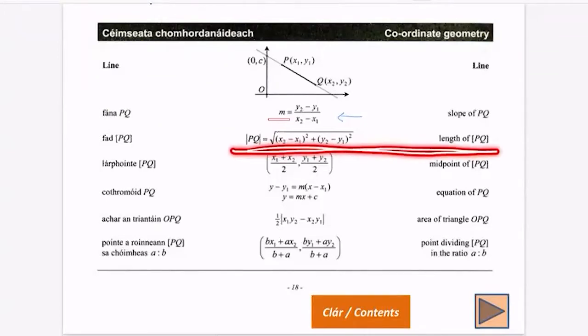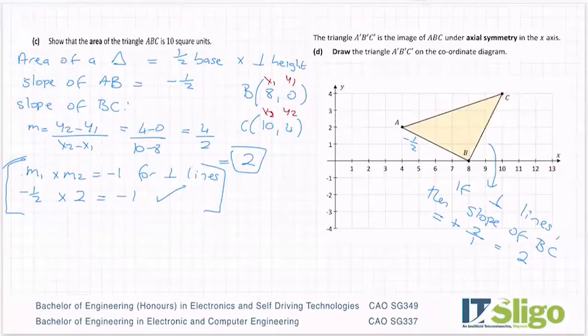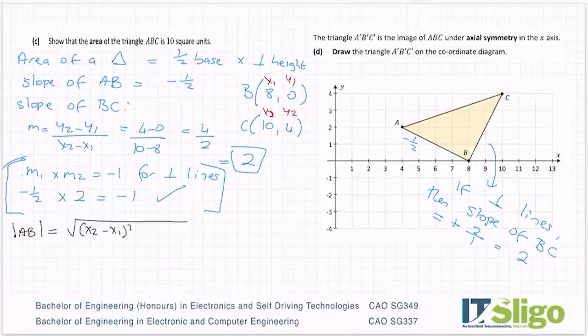The square root of x2 minus x1 to be squared plus y2 minus y1 to be squared. Okay, so the length of AB uses this formula. So x2 minus x1 to be squared plus y2 minus y1 ought to be squared. Okay, so let me write down the points. A again is 4, 2. B is the points 8, 0. Let's label them x1, y1, x2, y2. Let's get the length of that line.